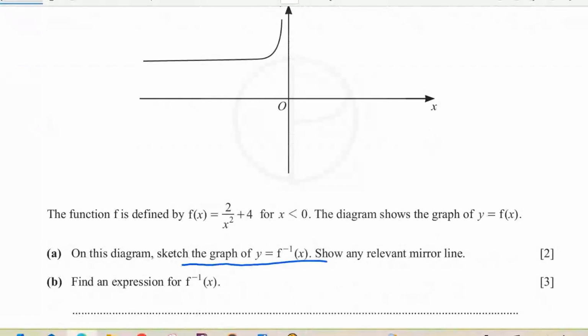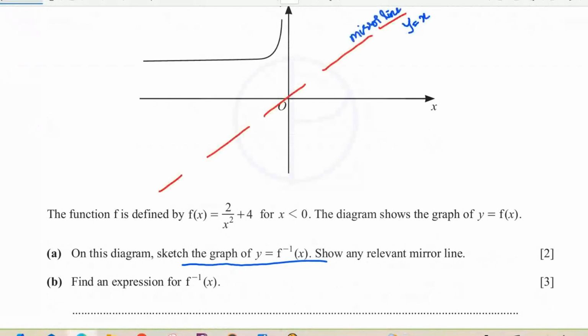The graph of f inverse is nothing but the mirror image of the given curve reflected along the line y is equal to x. Now this is a mirror line, y is equal to x.